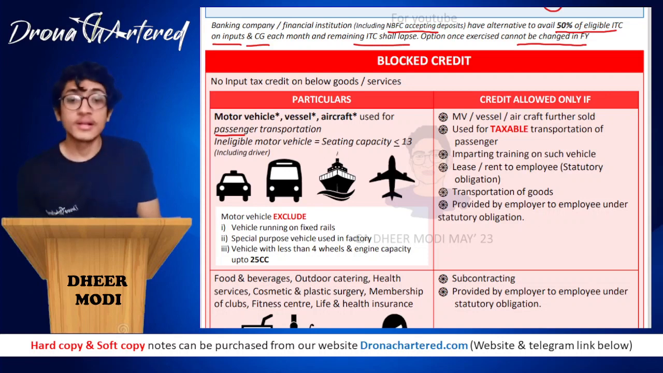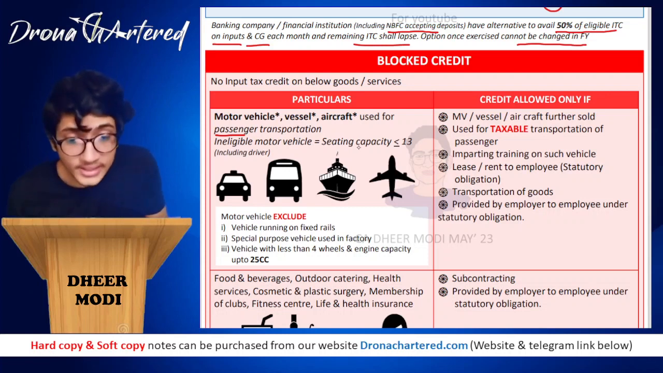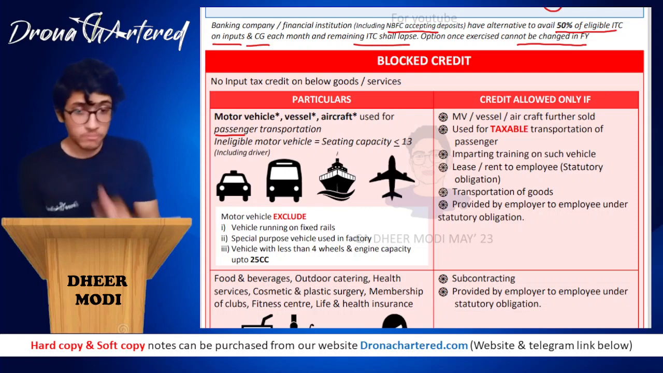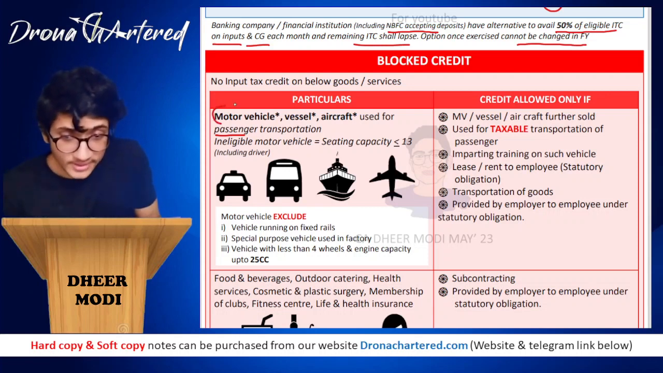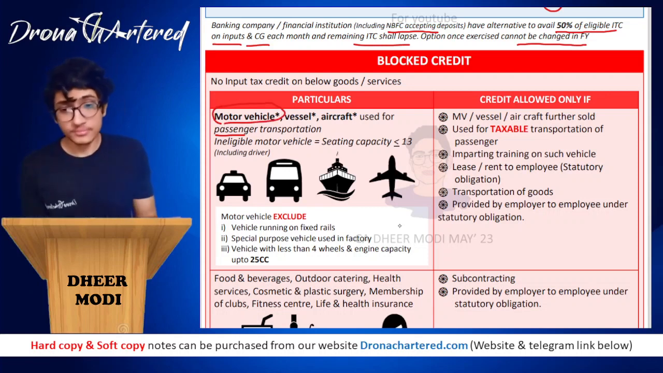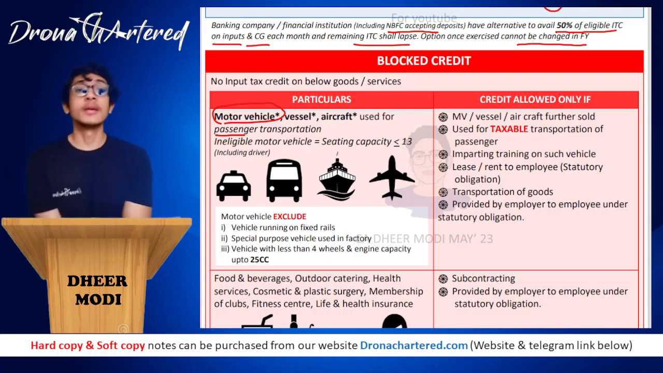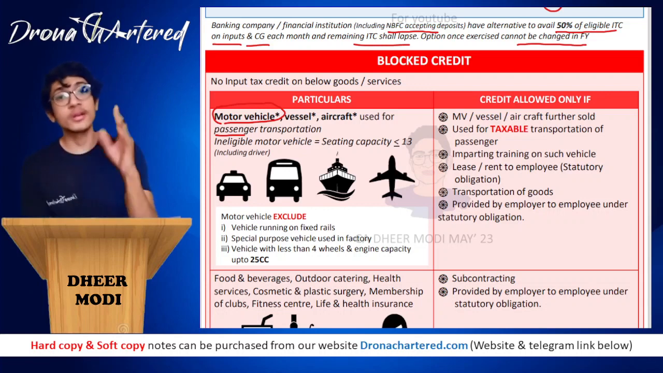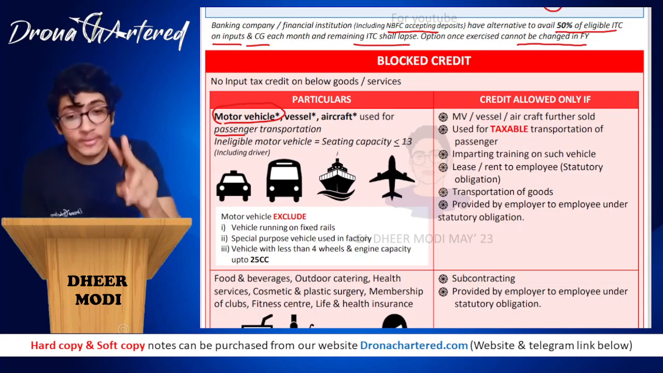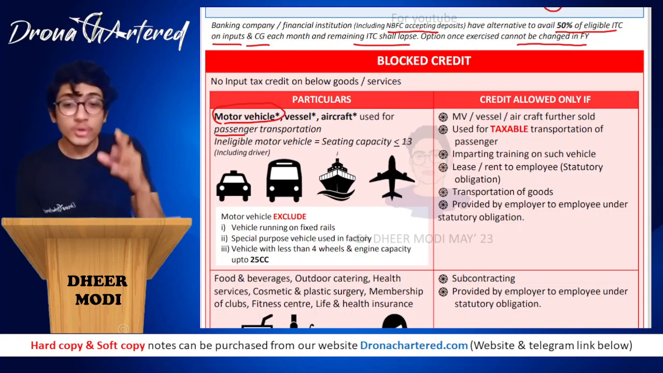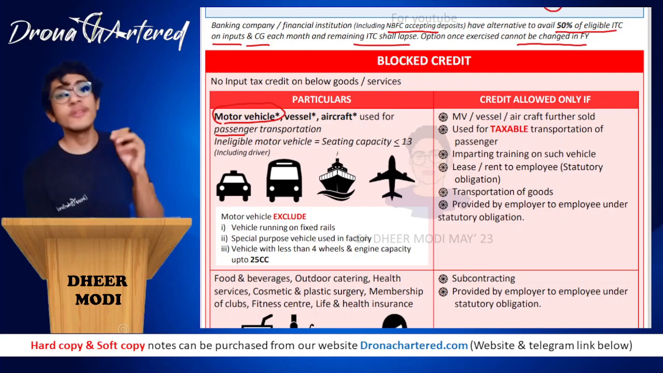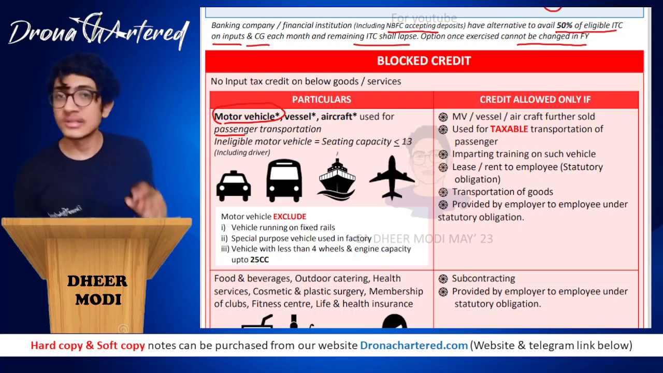Ineligible motor vehicles. So which are these motor vehicles which are ineligible? If they have a seating capacity of less than or equal to 13. Now this 13 seats includes the driver's seat also, which means 12 passenger seats. If your motor vehicle has less than 12 passenger seats, then it becomes ineligible. You will not be getting any credit for this.